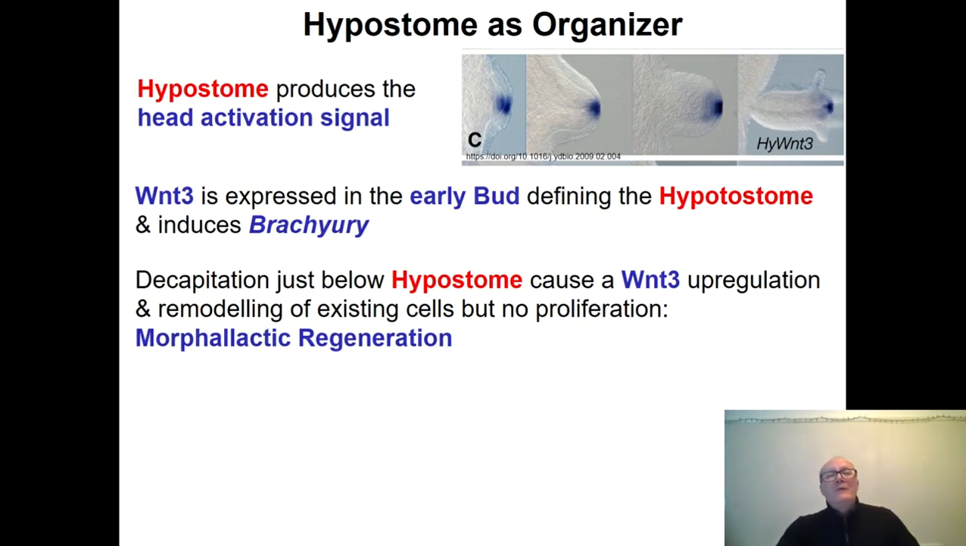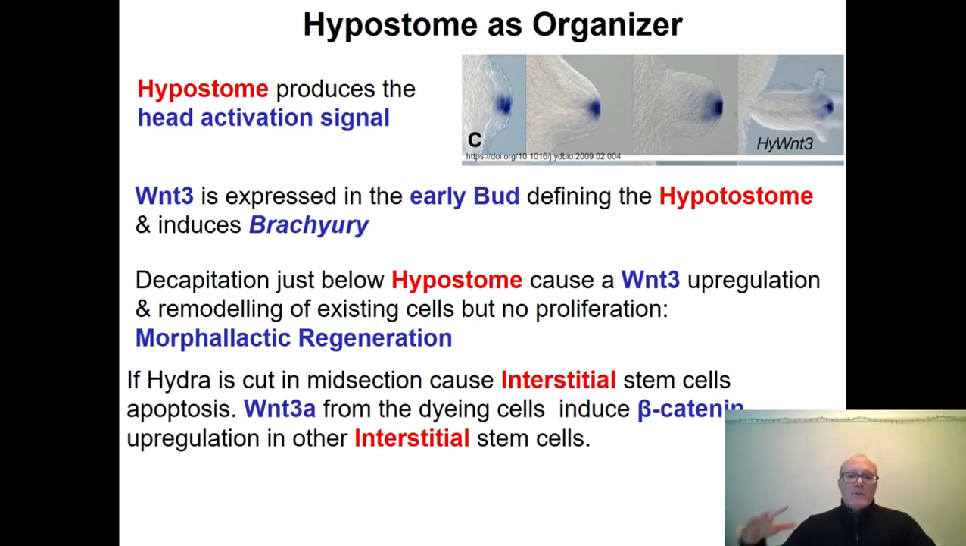And what happens if we decapitate a Hydra just below the hypostome? The hypostome, again, is the mouth of the animal. Well, if we do that, what we observe is that we have a Wnt3 upregulation in the cells around the wound, and we have a remodeling of the existing cells. So the existing cells over there change function to try to compensate for the missing ones that are removed by the amputation. And this is a case of morphallactic regeneration.